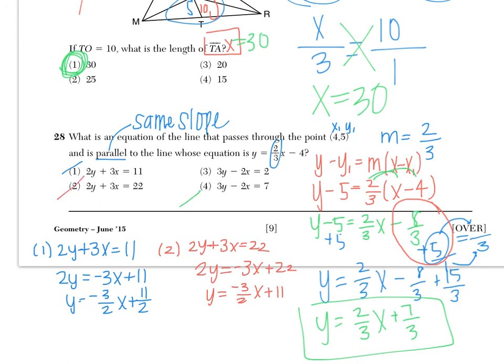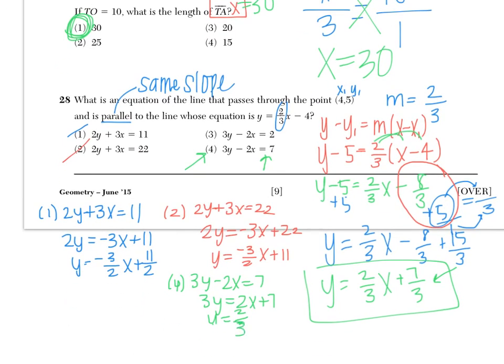I'm going to maybe try choice 4, just because I see a 7, and I know in my answer I need a 7/3. So I'm going to try choice 4. You could, of course, always try choice 3 if you don't think that I'm on the right path here. So we have 3y minus 2x equals 7. Add the 2x, so we get 3y equals 2x plus 7. Divide by 3, so you get y equals 2 over 3 x plus 7 over 3. Look at that. We've got the same answer, choice 4.